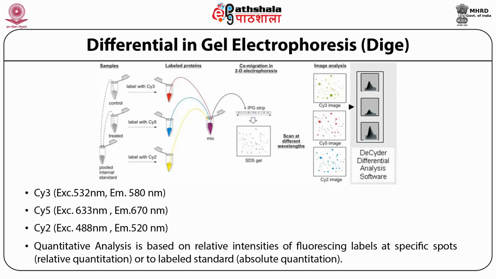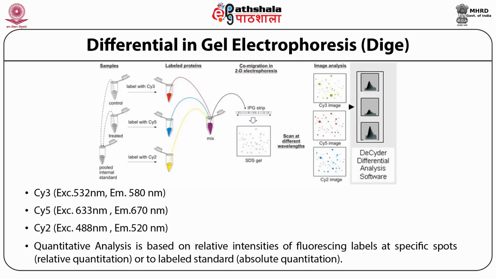Sample number 1, or the control sample, can be labeled with Cy3 dye. Sample number 2, or the treated sample, can be labeled with Cy5, and the pooled fraction of both the samples makes the pooled internal standard that can be labeled with Cy2. All three dyes are required for labeling three different samples, and these can be mixed after labeling and run on a single 2D gel electrophoresis.